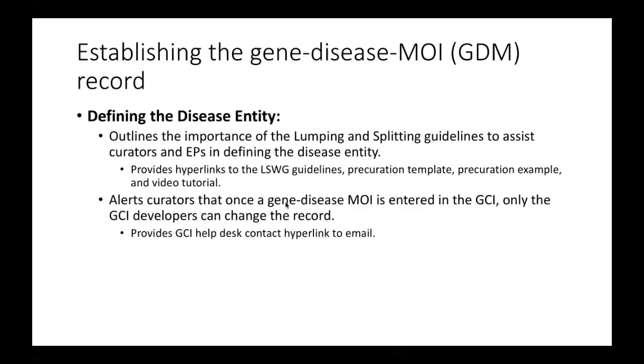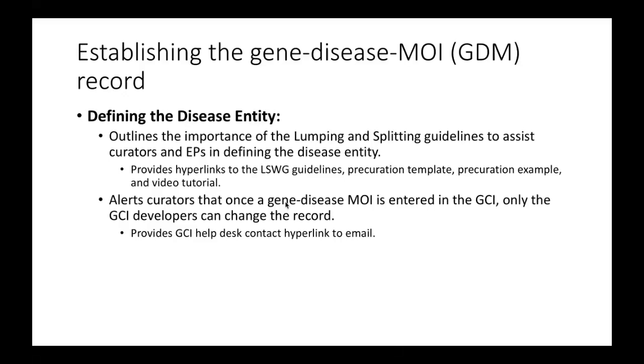The next part is defining the disease entity, and this section outlines the importance of those lumping and splitting guidelines that are mandated for use for gene curation. This is to help assist curators and expert panels in defining the appropriate disease entity for your curation. We provide hyperlinks to those guidelines, the pre-curation template, an example for a pre-curation, and the video tutorial.